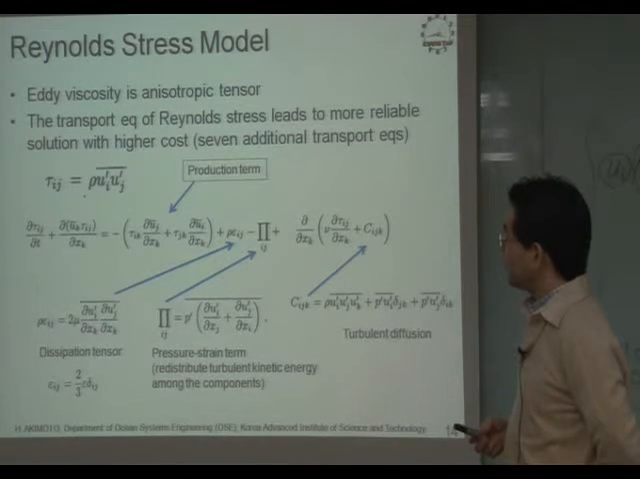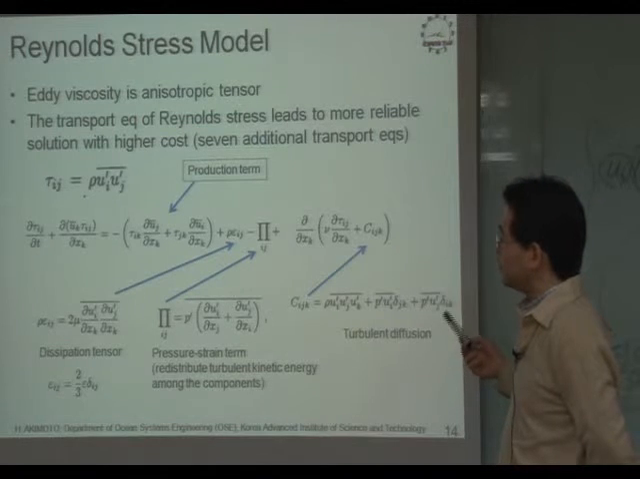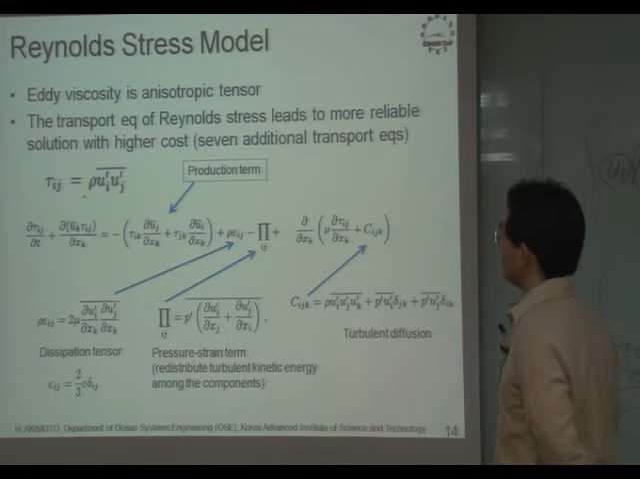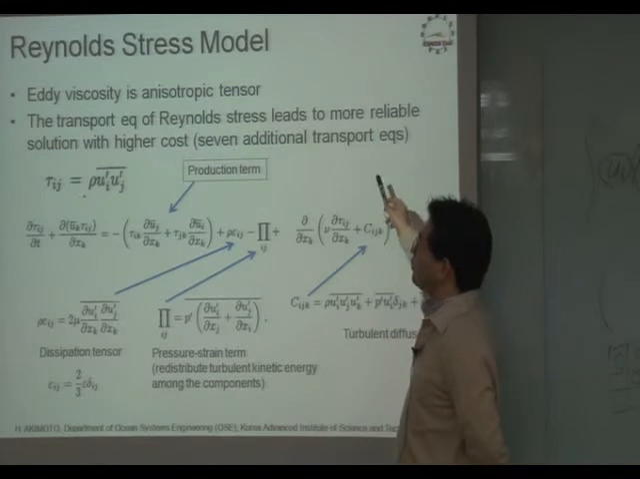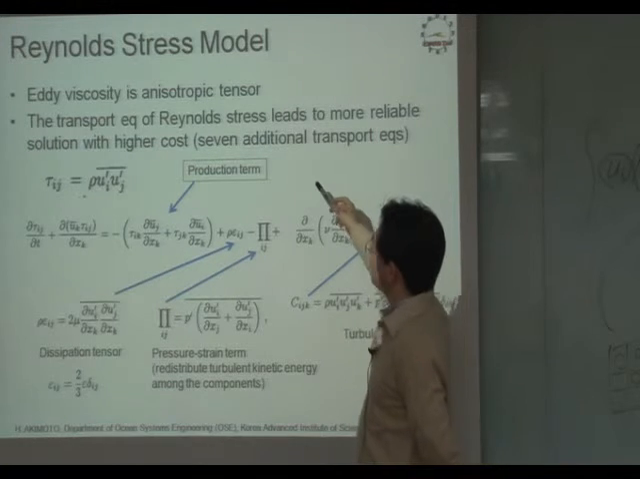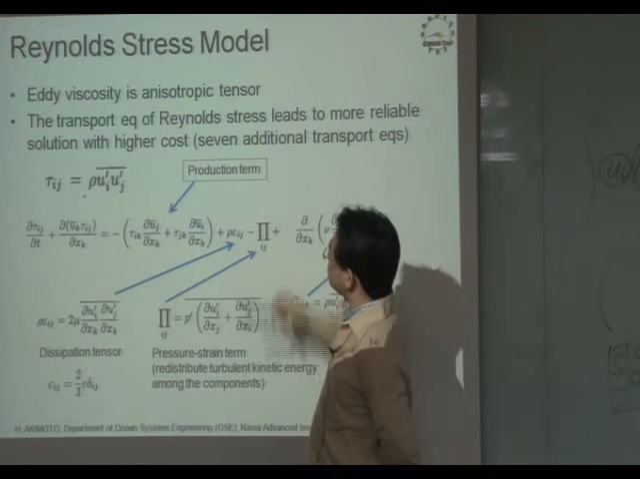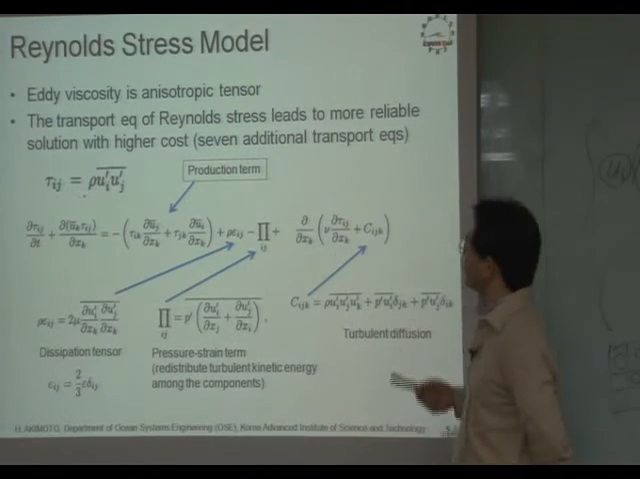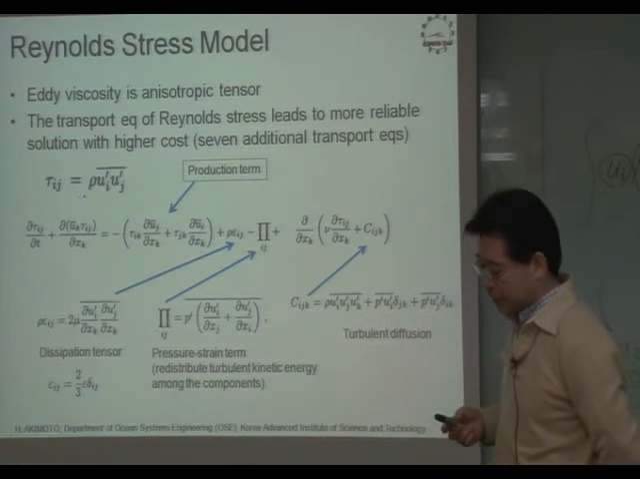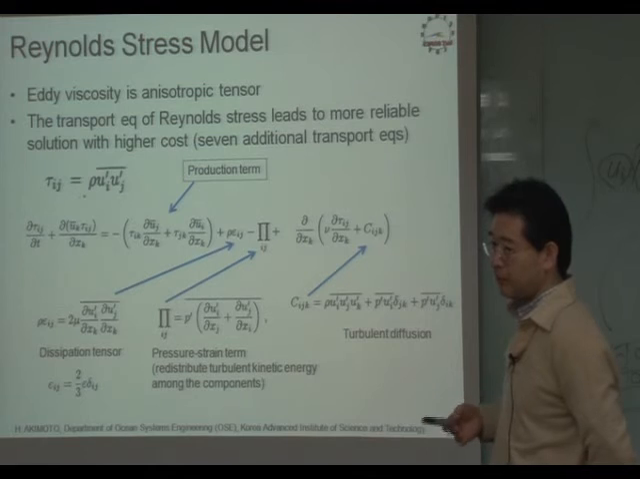So if other turbulence models do not work well, the remaining choice is Reynolds stress model. But it requires 11 transport equations. So the cost is significantly higher than laminar flow simulation, the laminar flow Navier-Stokes solution.